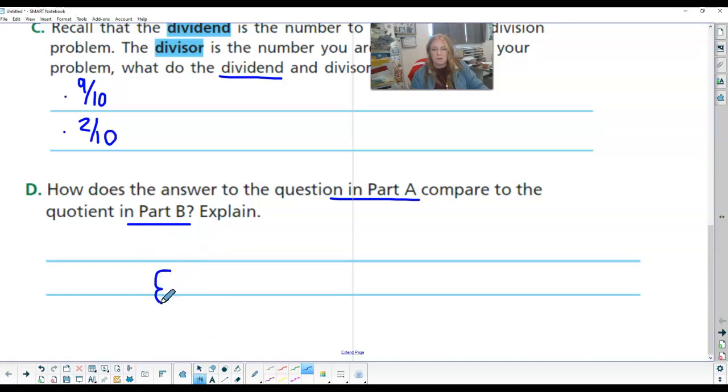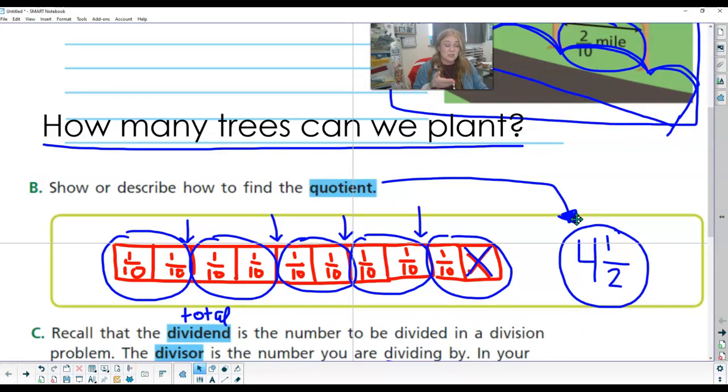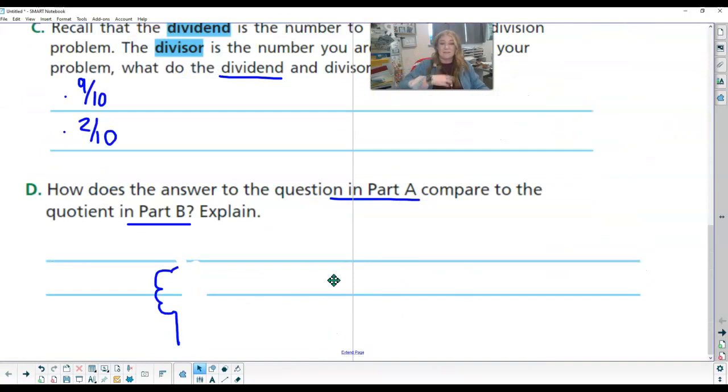So I don't know about you, but I don't know anybody that is going to want half of a tree planted. Can you even buy half of a tree, guys? That's not a thing, right? So our answer to this, how many trees can we plant? Even though our answer to the division problem is 4.5, I want you to think about how many actual trees we can plant for part D.